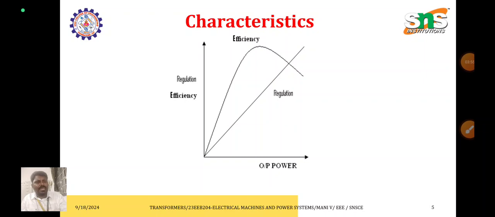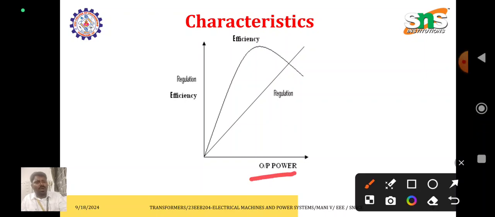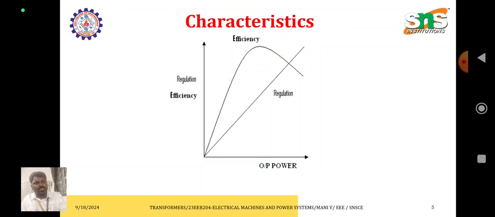And these are the characteristics. In these characteristics, the graph is drawn against the output power of the transformer, and one curve is the regulation and another is the efficiency. So how is the regulation determined?